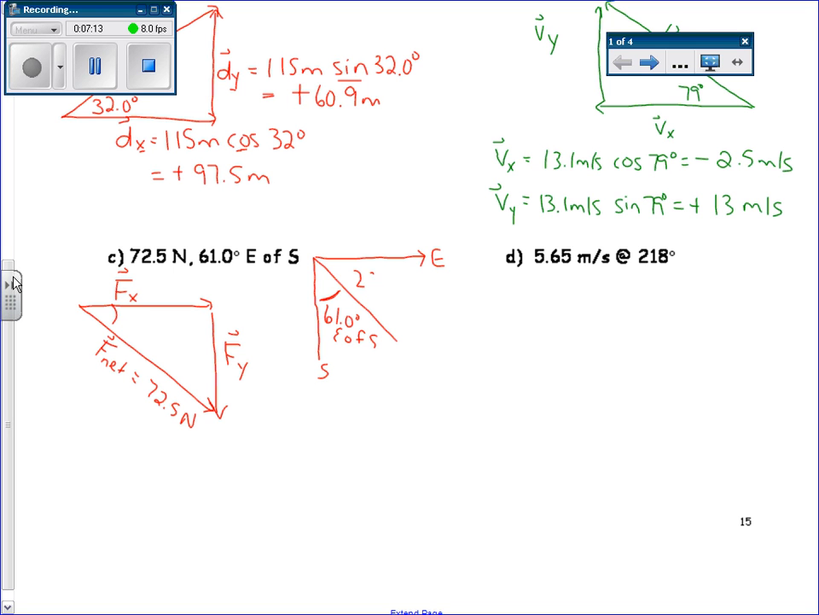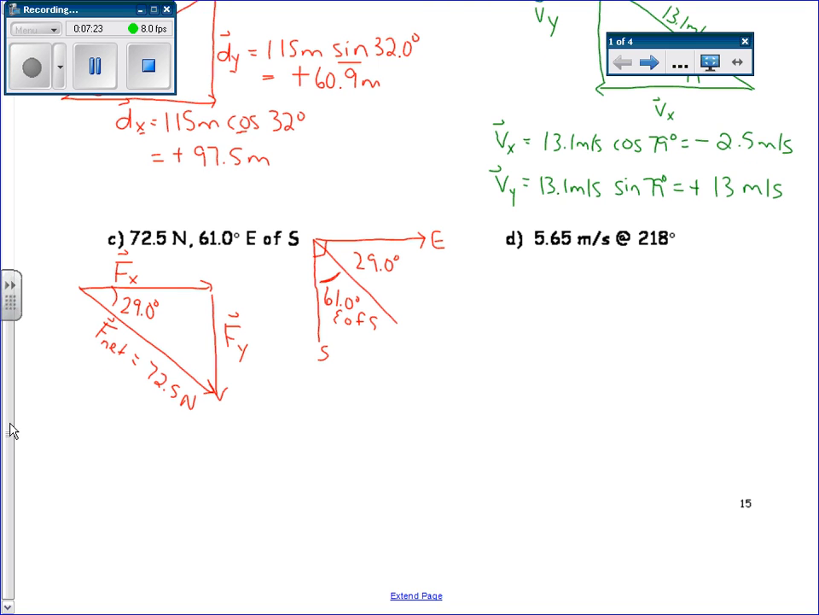What's going to go in there is 29 degrees, because 29 plus 61 gives us 90, and that's a right angle that adds up to 90. So this has to be 29.0 degrees in there. And then Fx is going to be 72.5 newtons times cos of 29 degrees. Okay, and that's east, so it will be positive, and if we calculate that out, we get positive 63.4 newtons.